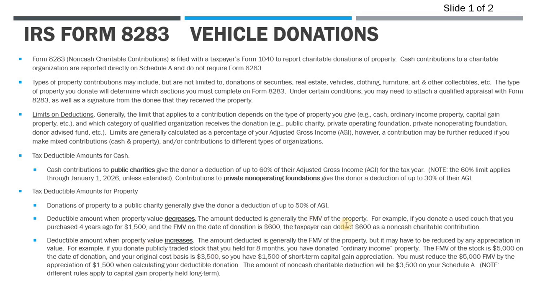But when we have property that decreases in value, say we donate a couch that we purchased 4 years ago for $1,500, obviously the value depreciates because we've been using it for 4 years. And so on the date of donation, it's worth, let's say, $600. Well, the deduction we can take is a $600 non-cash deduction. We don't deduct our original cost basis. We deduct the fair market value if the value decreased.